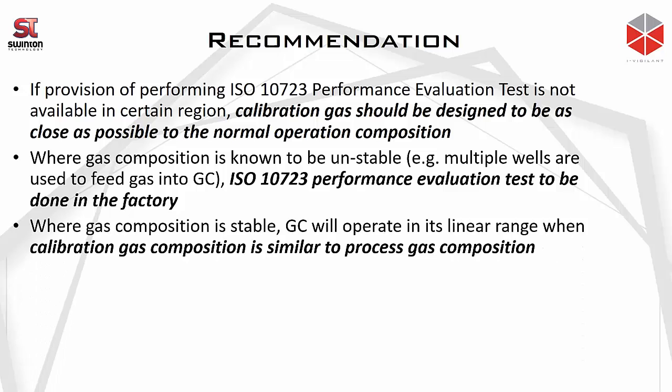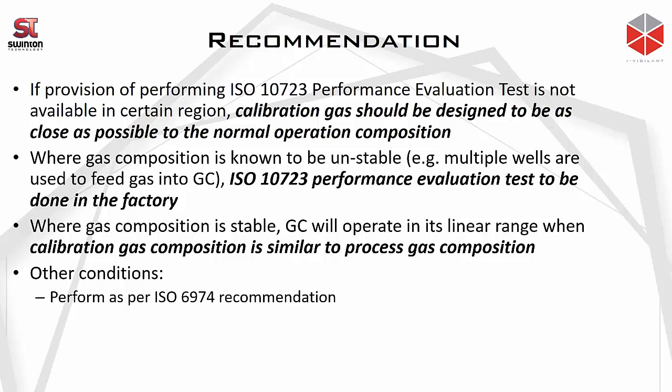Where the gas composition is stable, the GC will operate in its linear range when the cal gas composition is similar to the process gas composition. So when we have a stable gas composition, we need to understand historically what the actual range is and design the calibration gas based on the average data over a certain period. Therefore, we will ensure that the GC will operate in its linear range. On any other condition, perform as per the ISO 10723 recommendation.